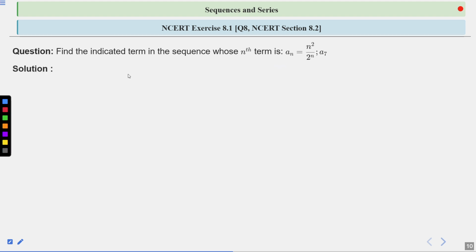Solution. Substitute n = 7 to get the 7th position term. So A7 is simply 7 squared by 2 raised to the power 7. 7 squared is 49 and 2 raised to the power 7 is going to be 128. So my 7th term is simply 49 by 128.